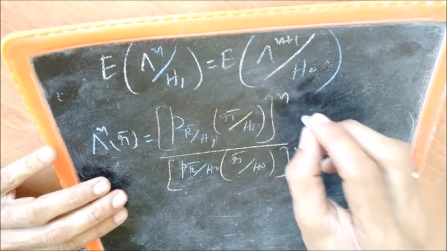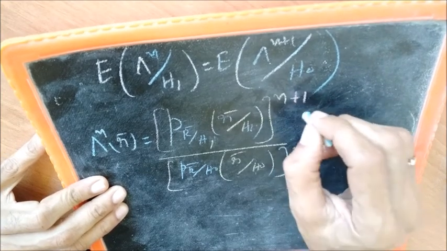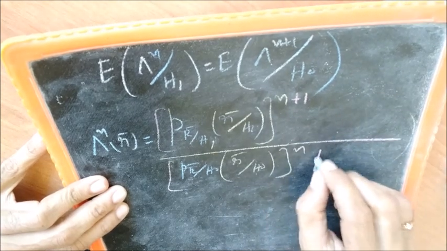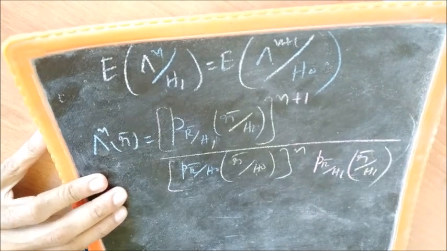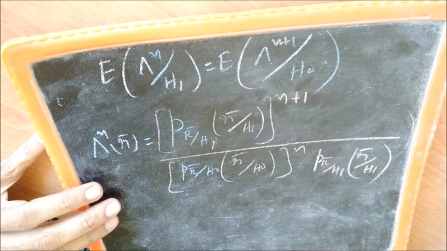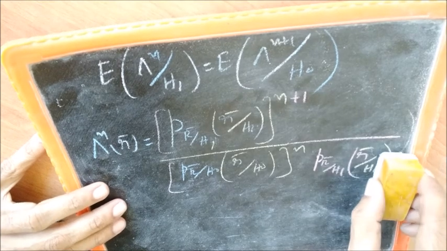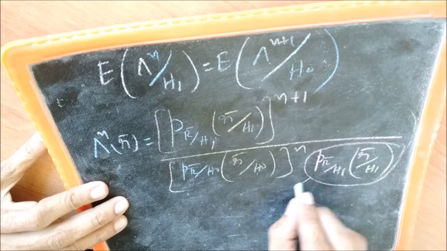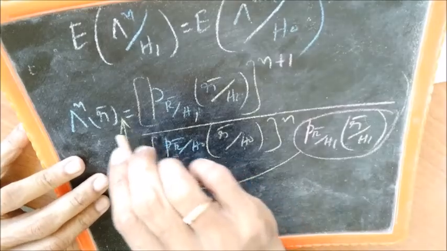Now we can write this as equal to n plus 1, that is raise this by 1 more, and to compensate that you write this over here. And now we take this term over here. We take this term over here.